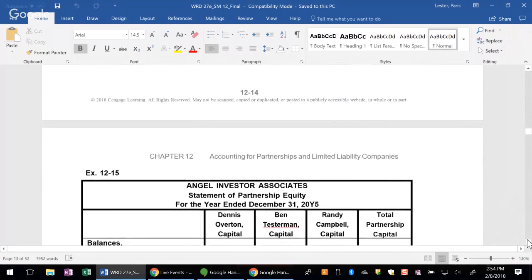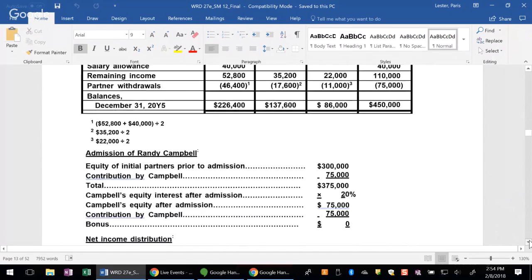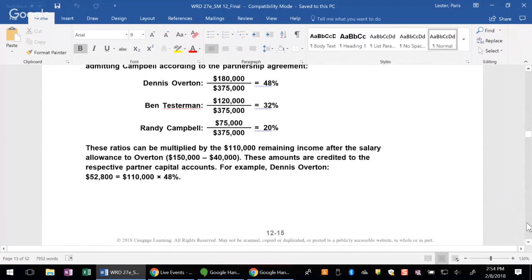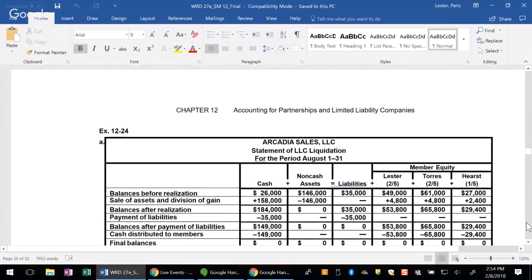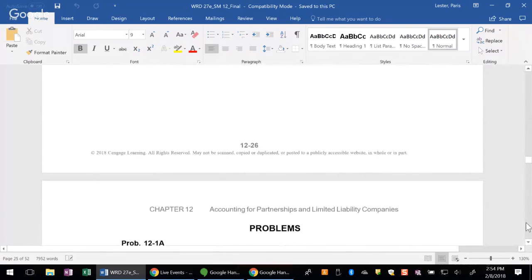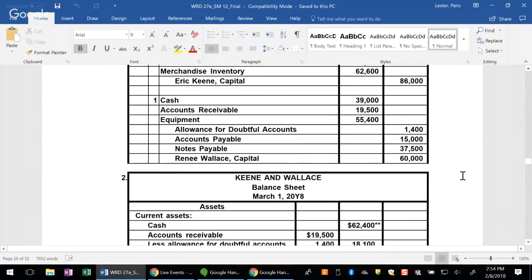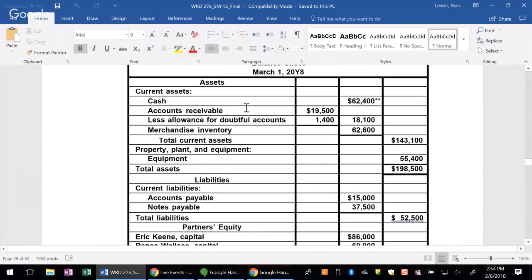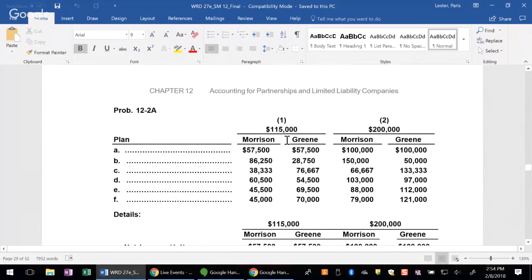Trying to get to the problems. Remember, we did problem 1 in class. This was omitting a partner, and he gave cash and inventory. The other partner gave cash, accounts receivable, and equipment. We took over his notes, increased his allowance for doubtful accounts. Now, I will not give you a balance sheet on the test. All right? But that was problem one that we did review while some of you were here.